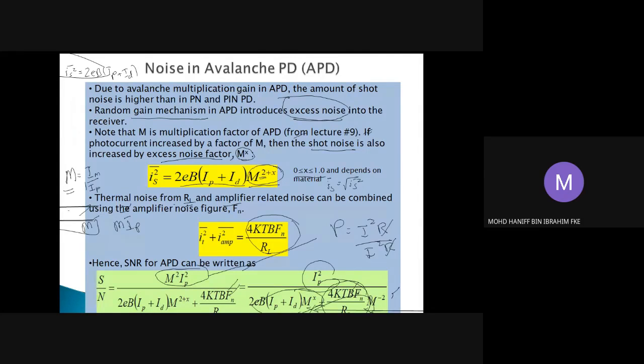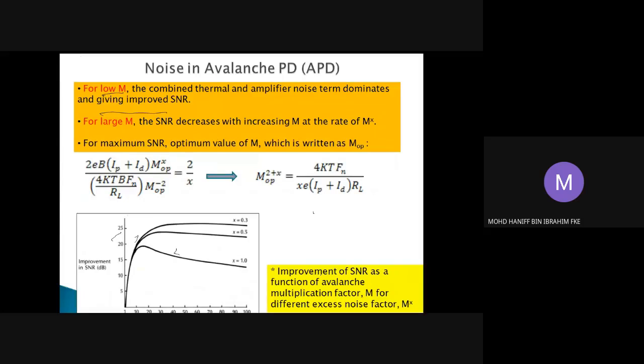Because when we have large M, this value will increase, and as such, we can say that the value of signal to noise ratio will be reduced. Okay, so that should be the two possibilities of having low M and large M value. Remember what is M? M is your multiplication factor of the APD.